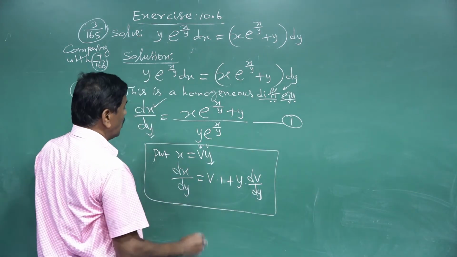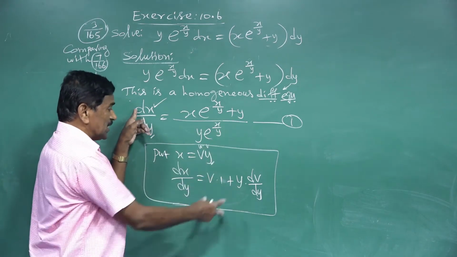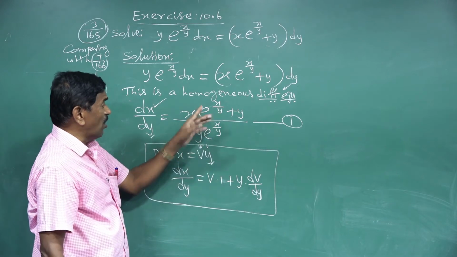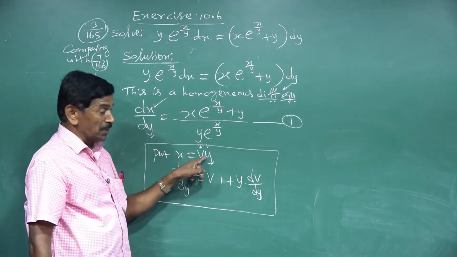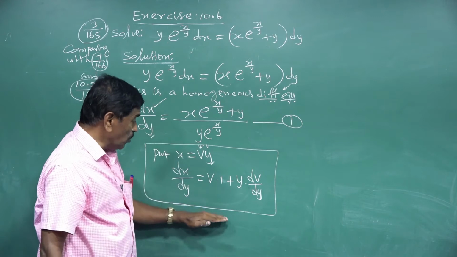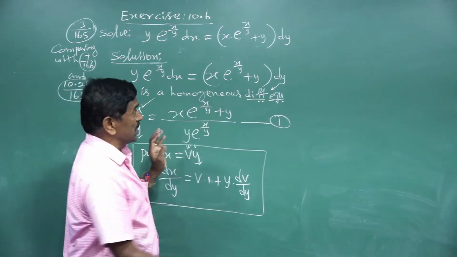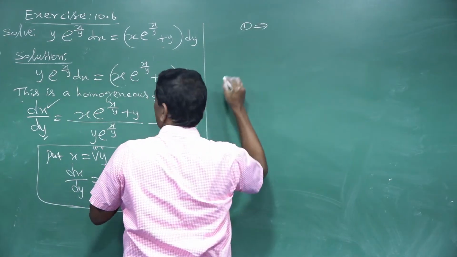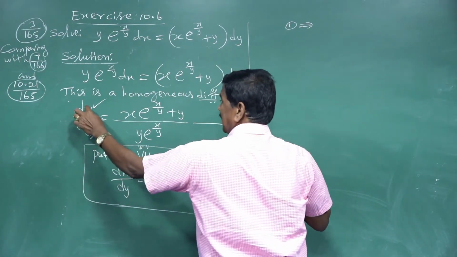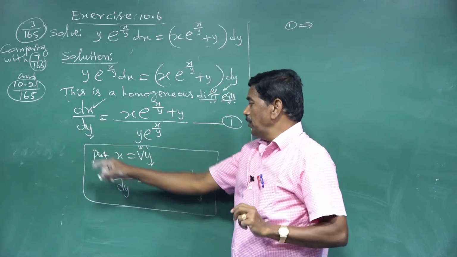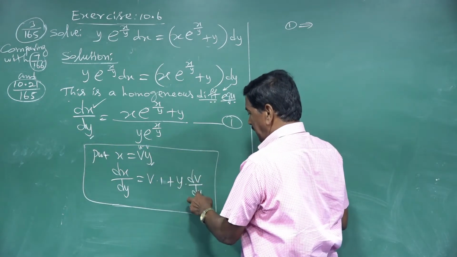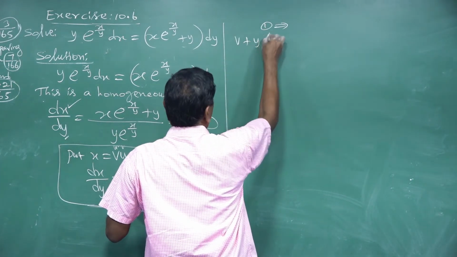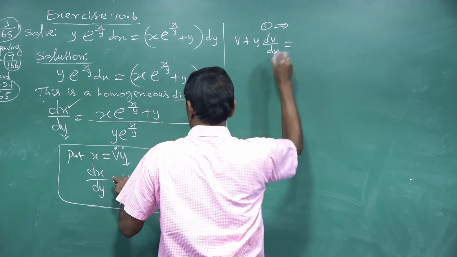Now 1 becomes, so for LHS substitute v plus y into dv by dy. For RHS, put x equal to Vy, that is important. Put x equal to Vy. Now there is no place downwards, so that is why I need the next page. Now listen. Now 1 becomes the first equation. What is dx by dy? Yes, dx by dy is equal to v plus y into dv by dy.